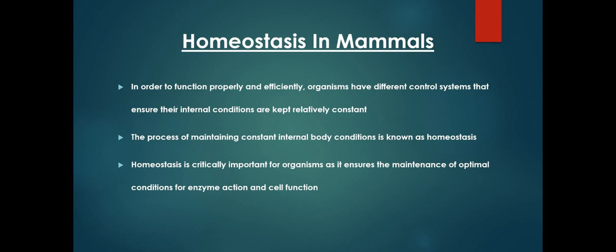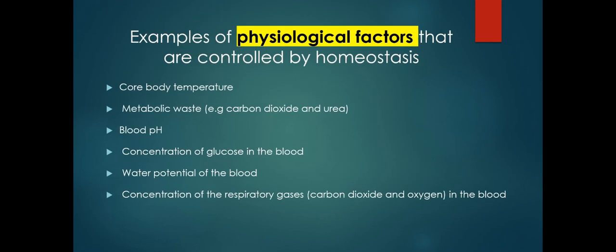There are a lot of these factors. Now I'm going to show you these factors here. These are the physiological factors that I was talking about. Number one is core body temperature. Remember that I told you the temperature is 37 degrees Celsius and needs to be maintained. Number two is metabolic waste.